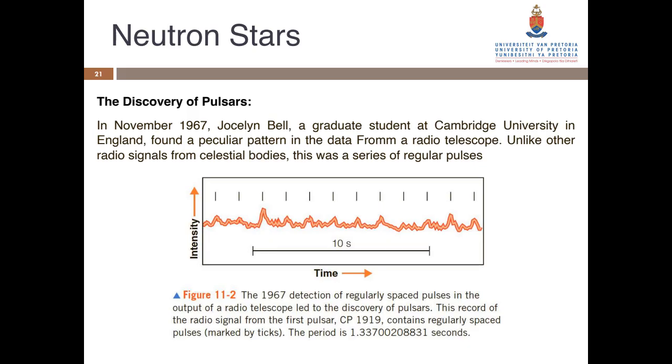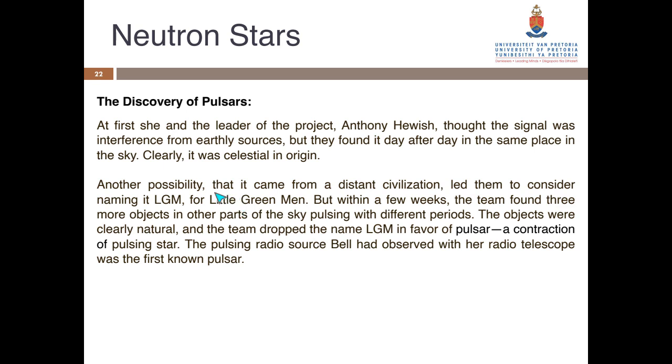And then they started to realize this is coming from space. So they renamed it LGM, for Little Green Men, and they thought it was aliens trying to communicate. But after investigating it, they realized this is actually a neutron star. And that is the magnetic field of the pulsar of the neutron star flashing across Earth.